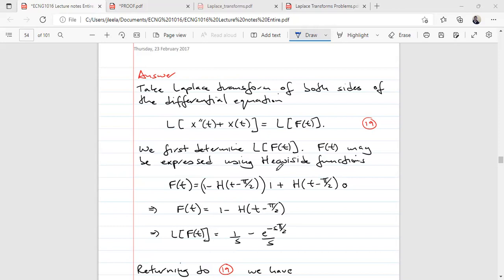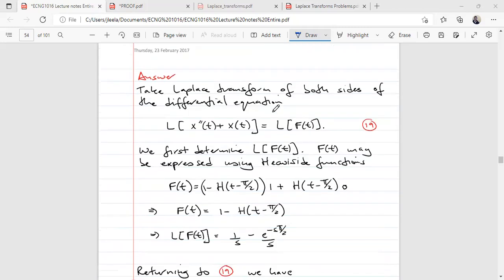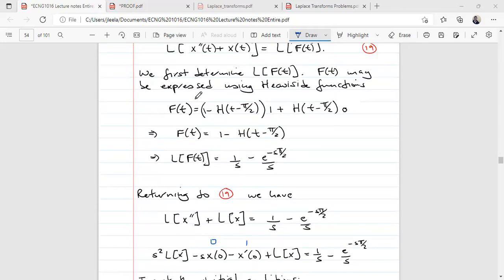So remember, this is how it's defined. You're taking the Heaviside t minus t naught, which is t minus 0. So that is h at t. And you're taking the Heaviside at this endpoint here, t minus pi over 2. And you're multiplying it by 1. So of course, h at t minus 0 is 1.